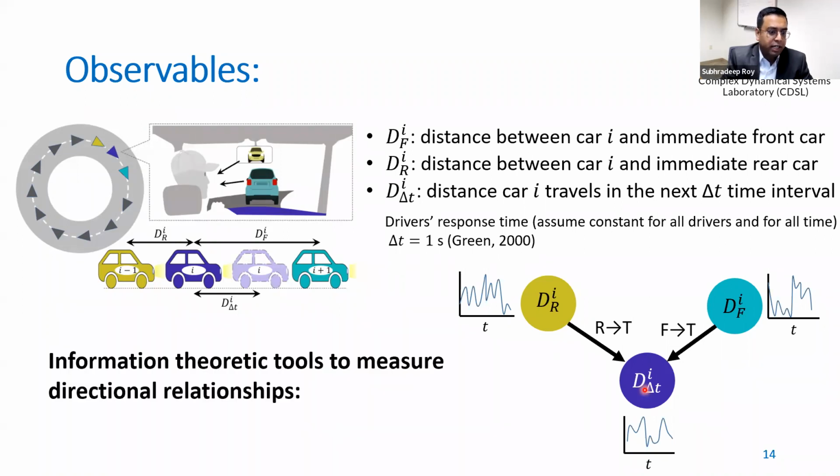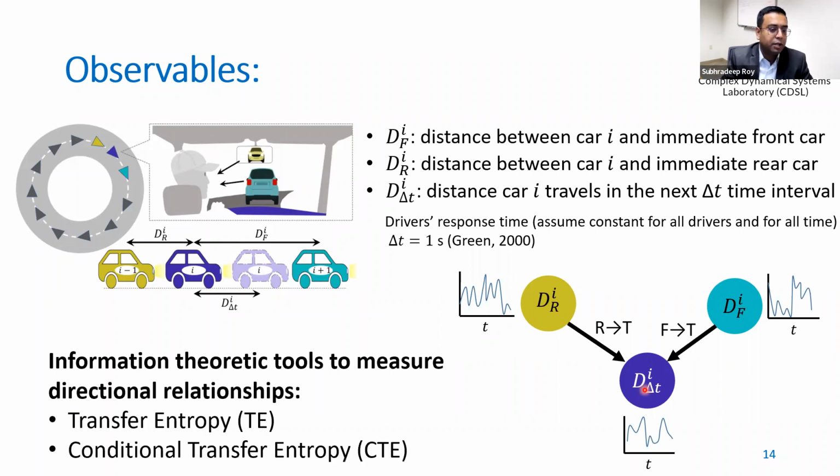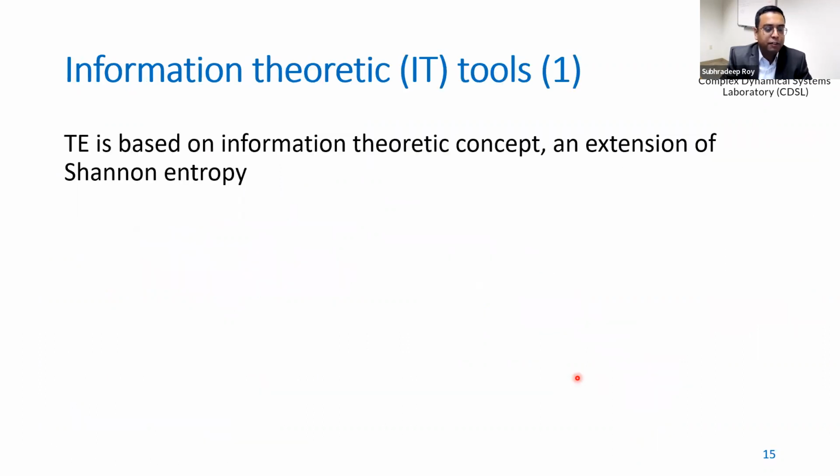To find these directional relationships, we can use these information theoretic tools. For example, transfer entropy or pairwise transfer entropy, or causation entropy, also called conditional transfer entropy. So this is the goal. We're going to use these information theoretic tools to find these directional relationships. So let me talk about these tools briefly.